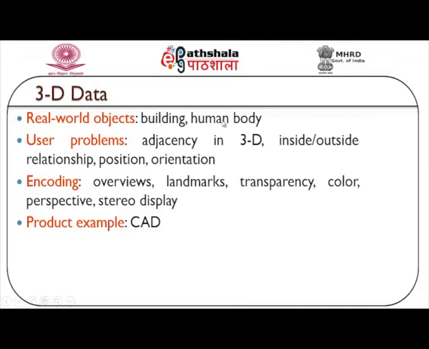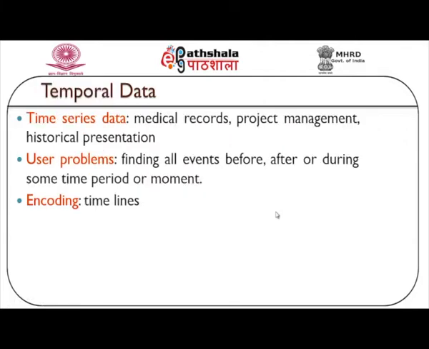In the case of three-dimensional data, the 3D information type, we have real world objects. Examples are buildings and the human body. User problems associated with this are to find out the adjacency in the three-dimensional data set, to find out the inside-outside relationship, to look at the position and to get the orientation of the information. Encoding principles applicable on three-dimensional data sets are overviews, landmarks, transparency, color, perspective, and stereo display. Product example is CAD.